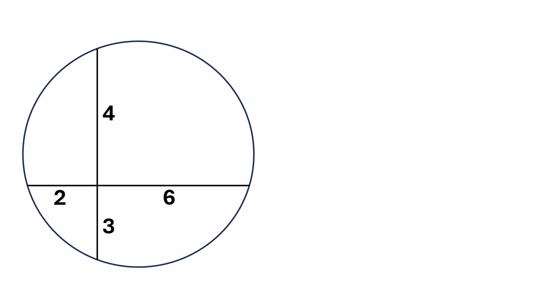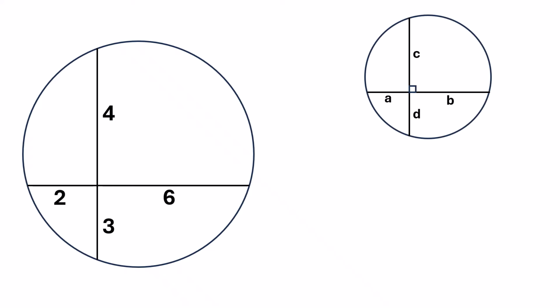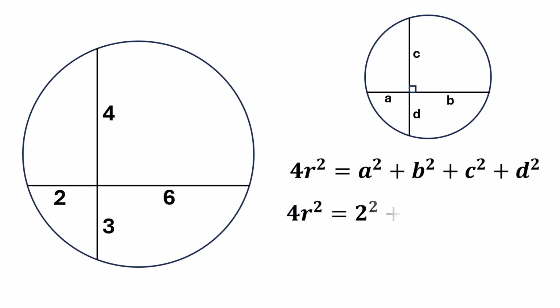Now, here comes the magic. When two chords intersect perpendicularly inside a circle, there's a beautiful formula that relates the chord segments to the radius. It says 4 times r squared is equal to a squared plus b squared plus c squared plus d squared. Let's plug in the values from our diagram. 4 times r squared is equal to 2 squared plus 6 squared plus 4 squared plus 3 squared.